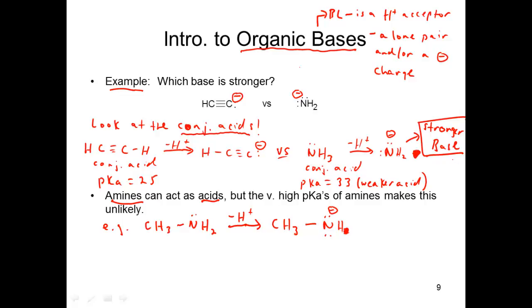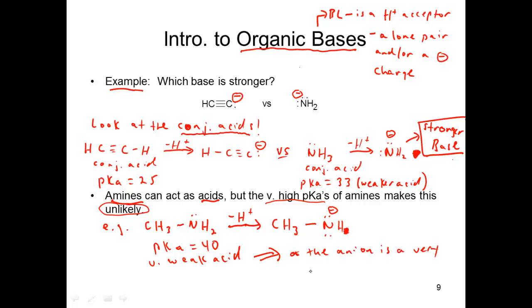Now I want to know, how easy does it do that? Well, according to this, it's very unlikely. Why? Because it has a very high pKa. The pKa of methylamine, and you can look this up, is 40. This is a very weak acid. What that means is, therefore, this compound, the anion, is a very strong base.